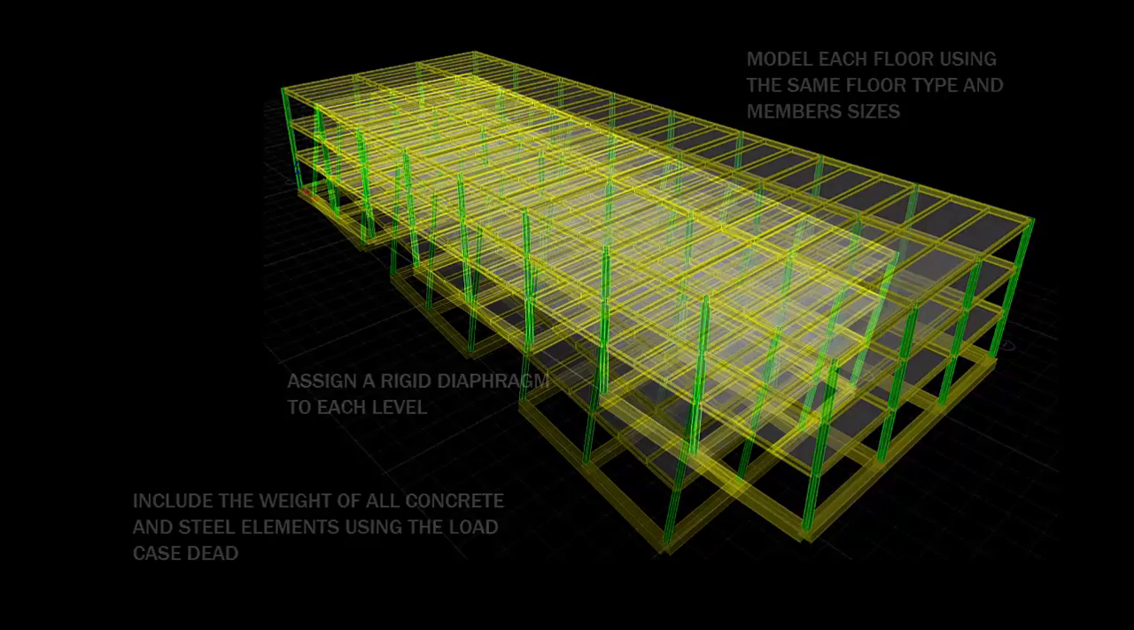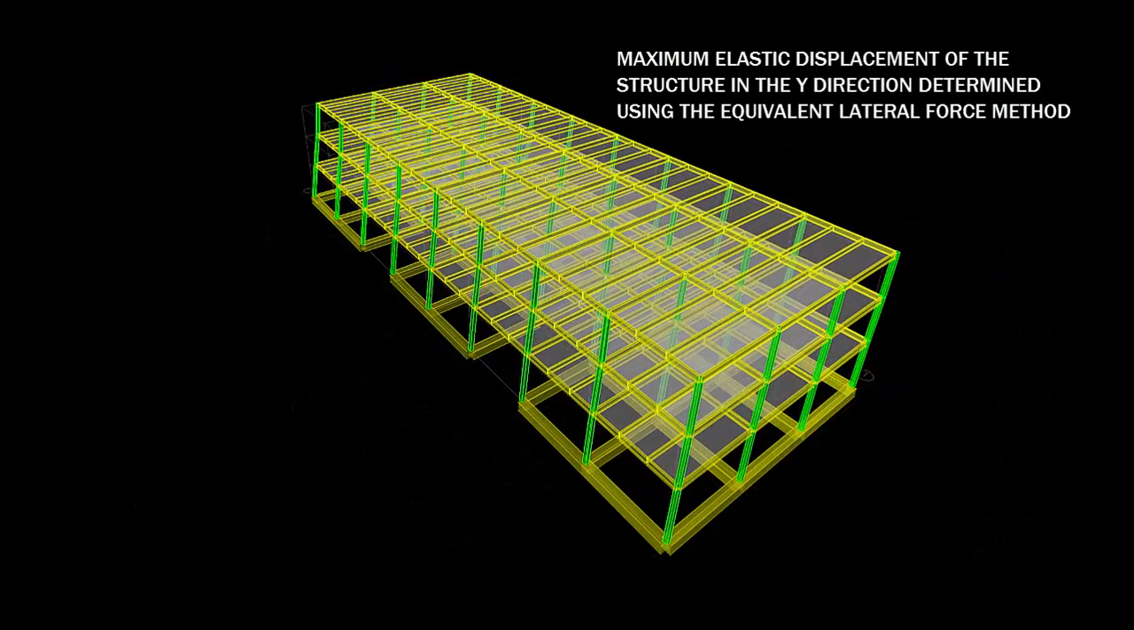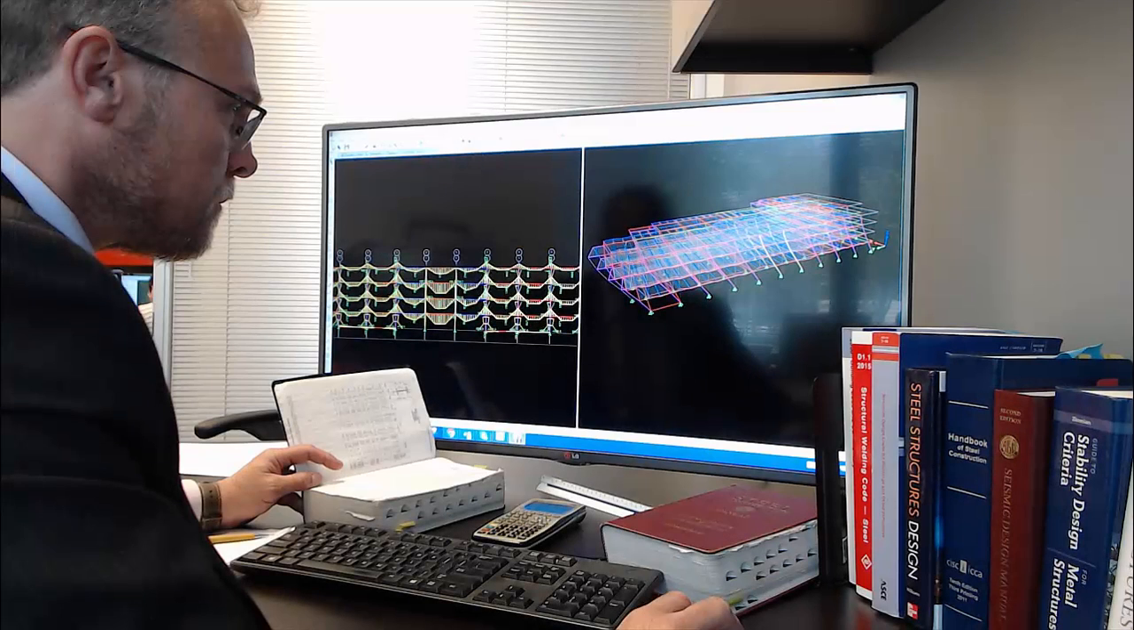So let's begin this exercise by finding the maximum elastic displacement of the structure in the Y direction determined using the equivalent lateral force method. So let's see just how quickly we can get this model running and determine the drift.